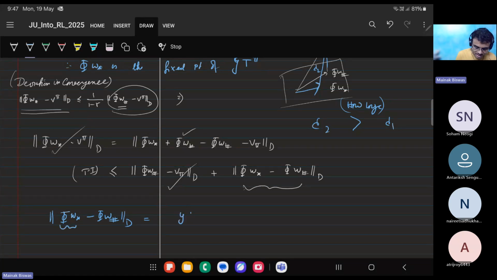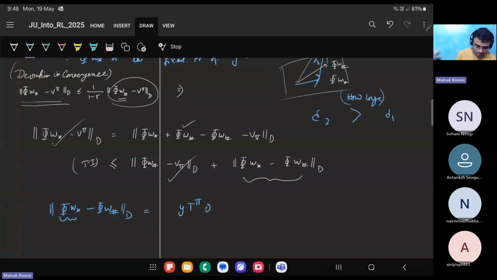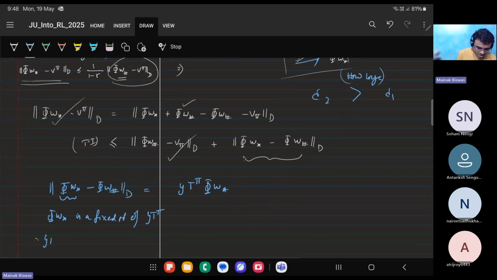Can I write this as G T pi of V pi, or rather, sorry, phi W hash, W star. Phi W star is a fixed point of G T pi, yes or no? Therefore, G T pi phi W star is equal to phi W star, yes or no? So I just put it here. And the second part, what can I write? Can you tell me?